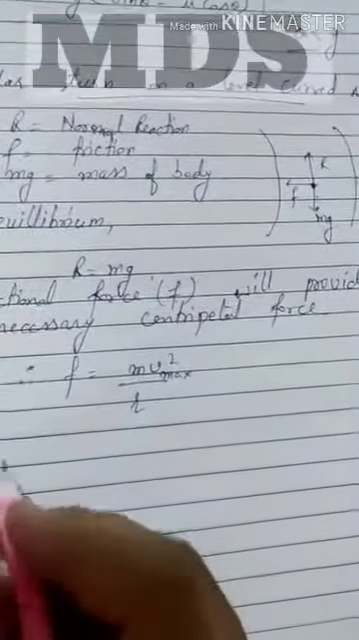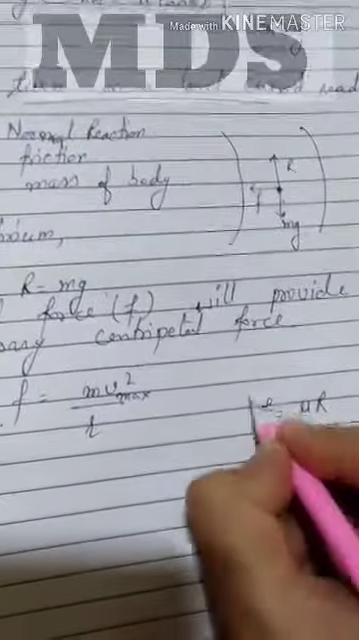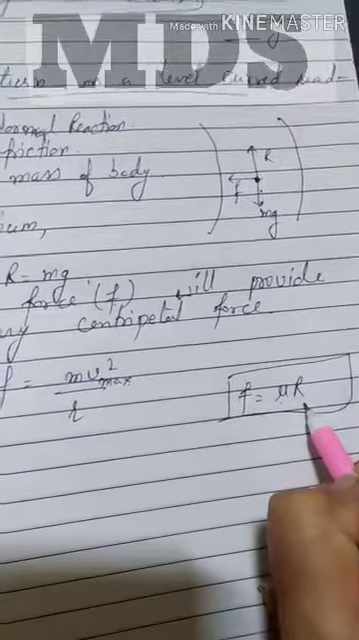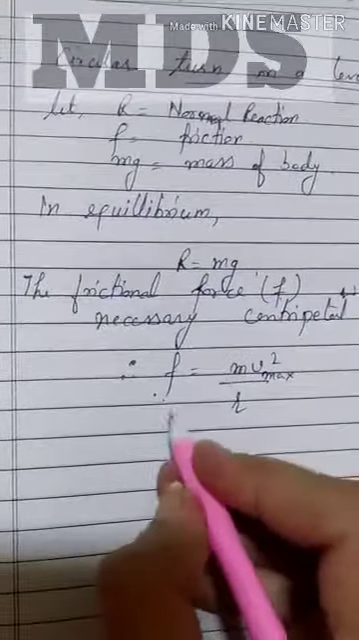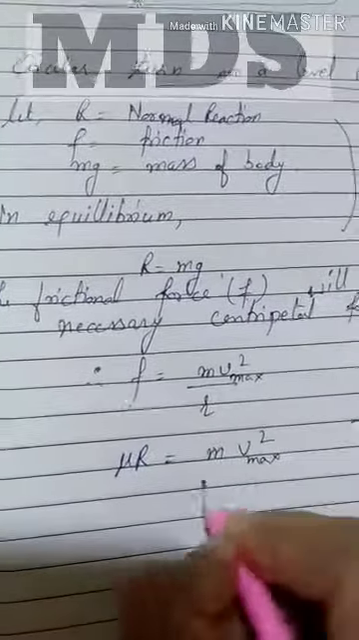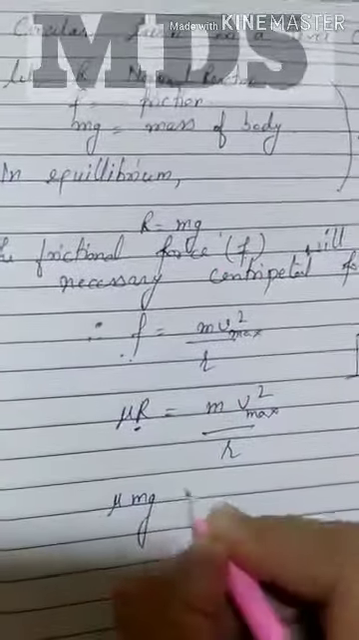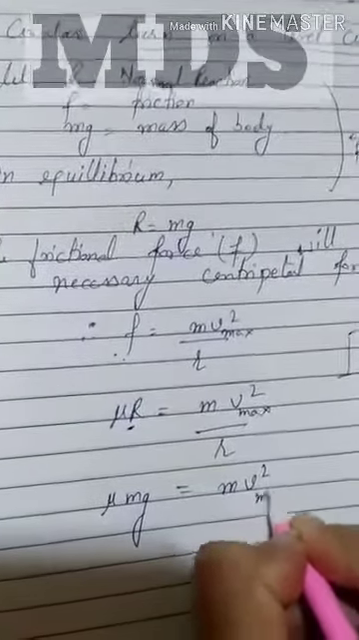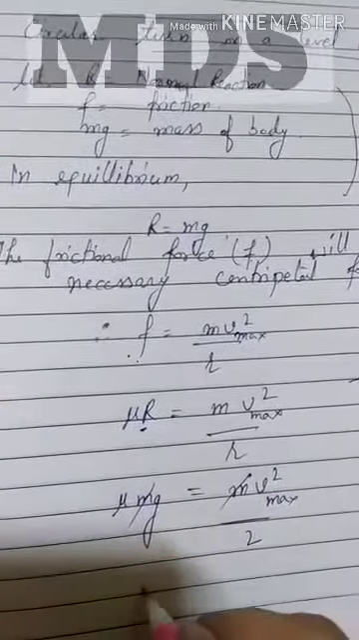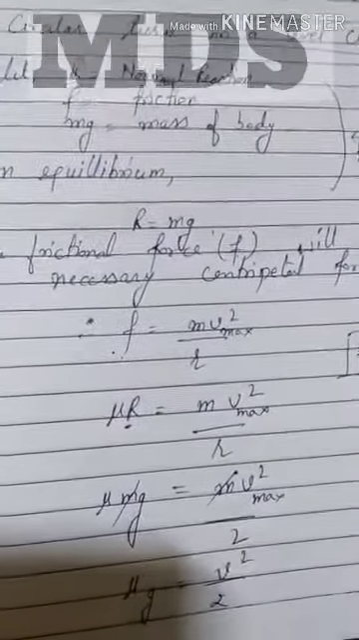Then we will put the value of friction. As we know, friction is mu R, where mu is the coefficient of friction and R is the normal reaction. Then we convert friction in terms of mu R. Here we can write mu R equals mv square by r, the centripetal force. Then R equals mg, so we can write mu mg equals m v maximum square by r. Now m and m cancel out. Here we can write mu g equals v square by r.